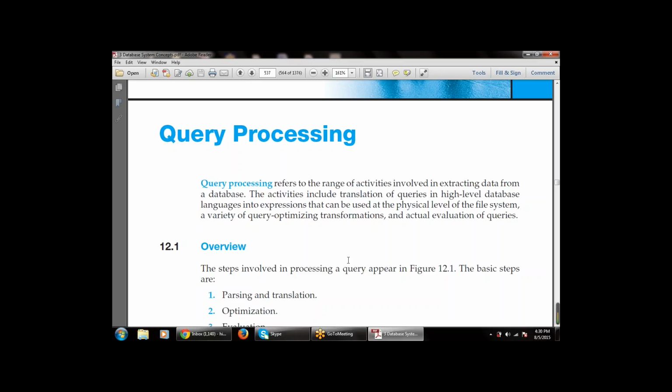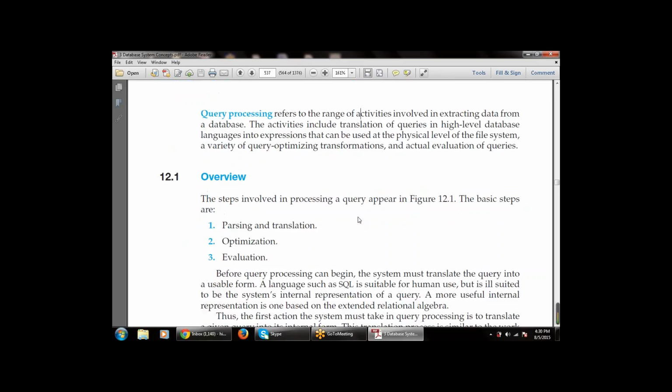Then there are three steps in query processing. One is parsing and translation. First the parsing is done, then translation, then optimization, then evaluation. These are the three steps taken while processing the query: parsing and translation, then optimization, then evaluation.